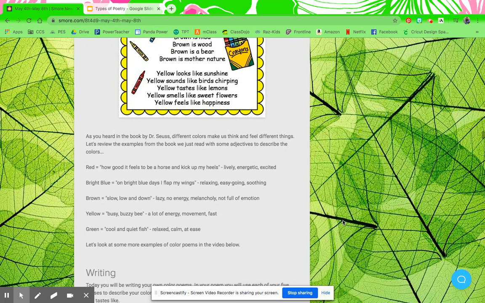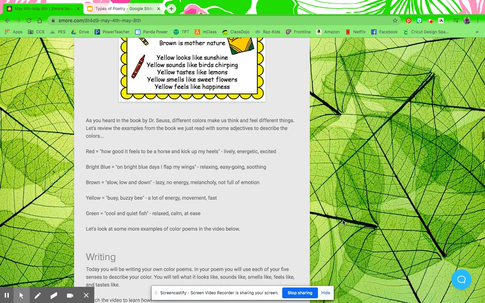So as you heard in that book, Dr. Seuss's different colors make us think of different things. Let's review the examples that we heard from the book, with some of the adjectives to describe the colors. So red, he says, how good it feels to be a horse and kick up my heels. This makes me think of being lively, energetic, and excited. Bright blue, he says, on bright blue days, I flap my wings. This was an example of a bird, so this made me think of relaxing, easygoing and soothing.